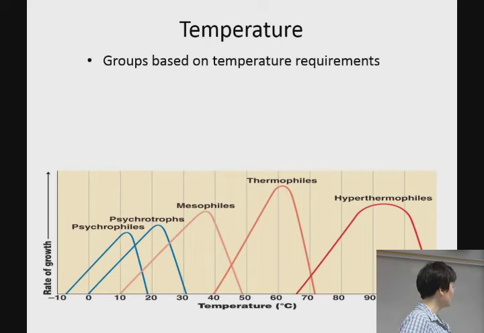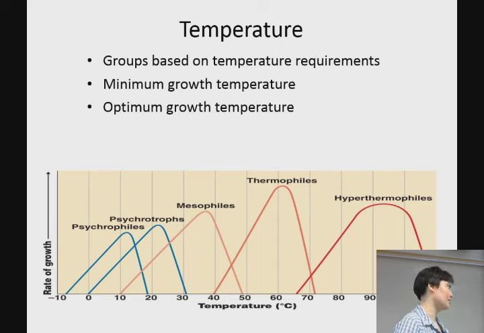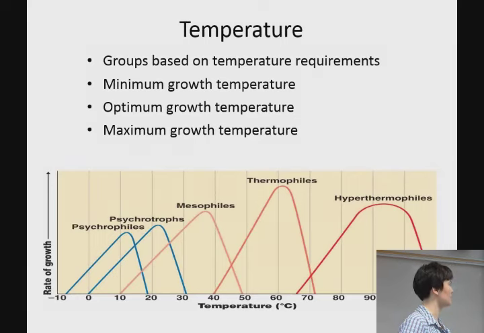We can group, and people frequently do classify organisms on the basis of their temperature preferences. This is super obvious, but I'm just going to say it. You can classify things by their minimum growth temperature, which would mean what? The lowest temperature at which they can survive. Optimum growth temperature? The best temperature, right? Which temperature is going to be best for them. And the maximum, which is the temperature at which they will still be alive. After that, they'll be dead.